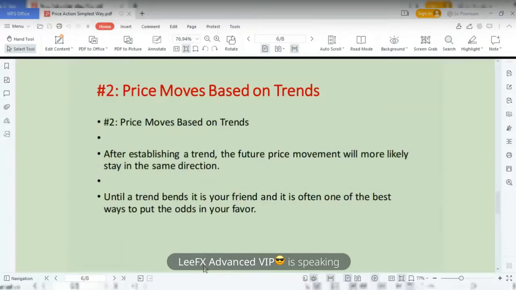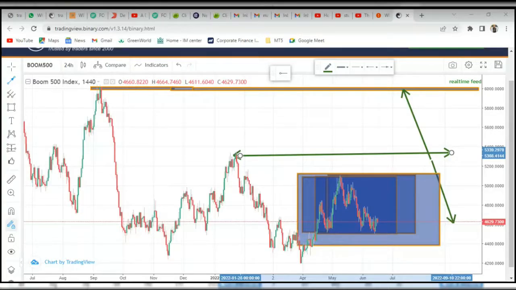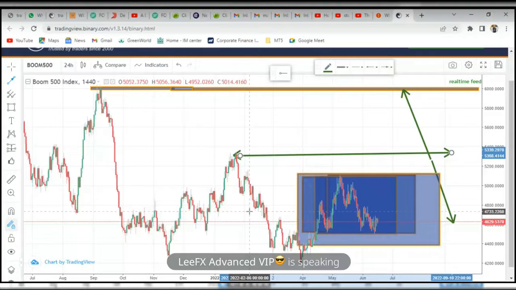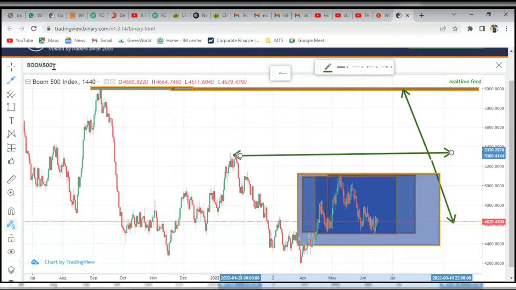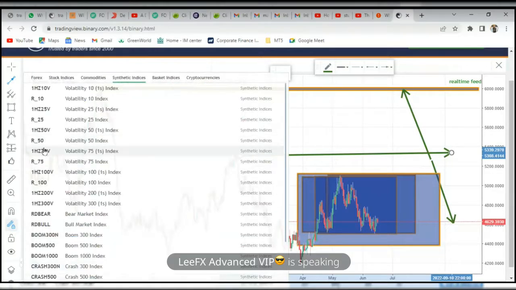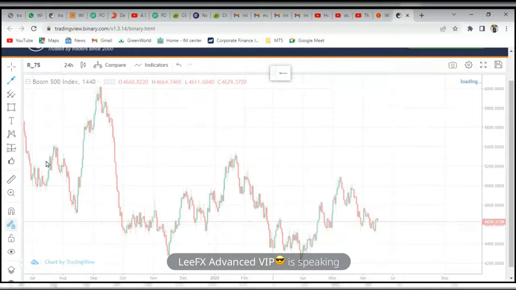So we have looked at number one, price moves based on trends. So make sure you take advantage of those trends. So let us go to the chart, to the chart, and we see what we are talking about. Let me get another pair. Let us try to look at D75.